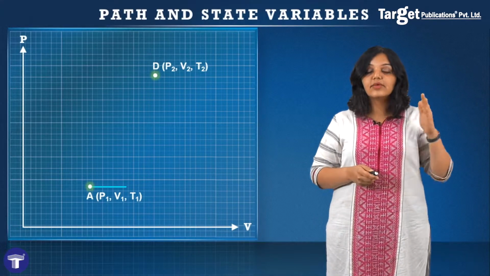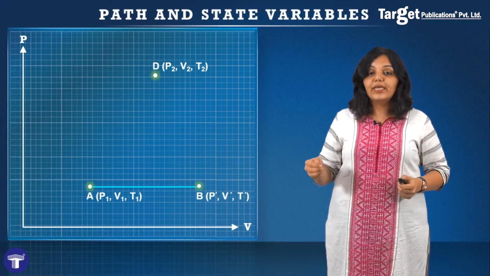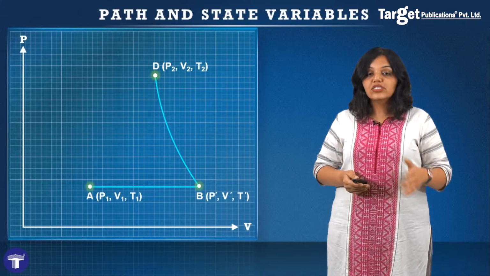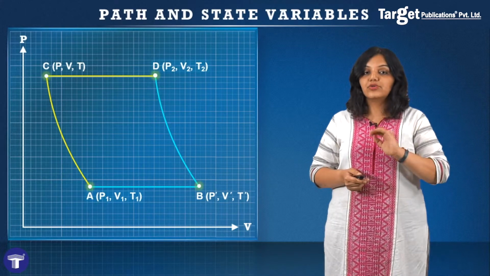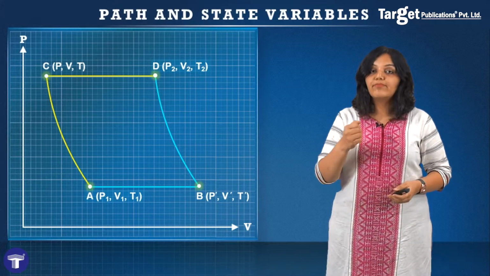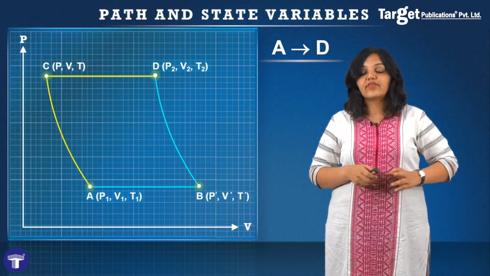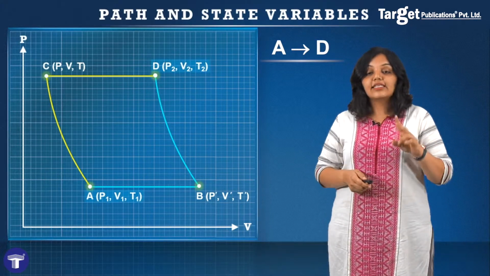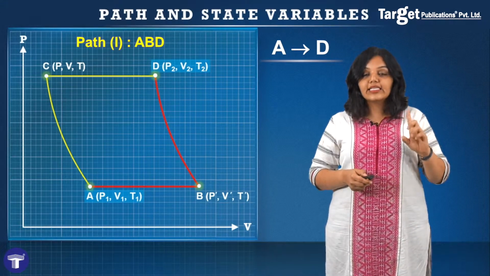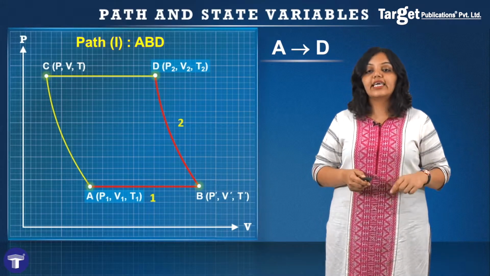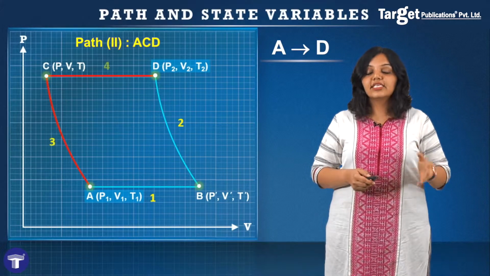Now I want to take this system from A to D, and I can take it in two separate ways. I can take it from A to B and then from B to D, but I can also take it in a different way where I take it first from A to C and then go from C to D. So I can go from point A, the first state of the system, to point D, the final state of the system, in two separate ways. I can first take path 1, which I will call ABD, or I can take path 2. In path 2, I will follow the path AC to CD.